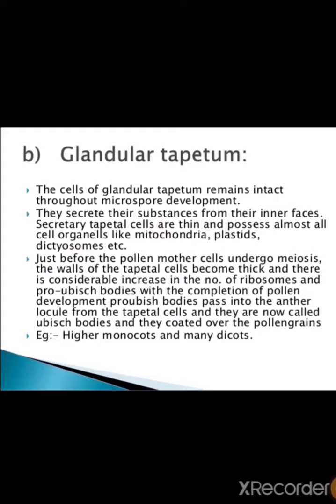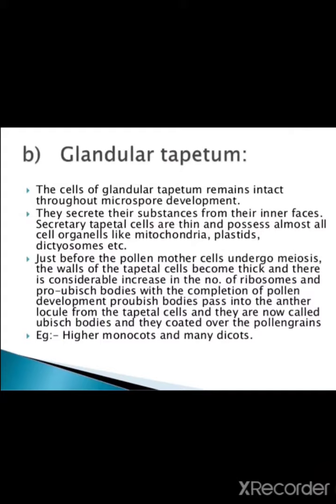Next type of tapetum is glandular tapetum. The cells of glandular tapetum remain intact throughout microspore development. They secrete their substances from their inner face. Secretory tapetal cells are thin and possess almost all cell organelles like mitochondria, plastids, dictyosomes, etc.